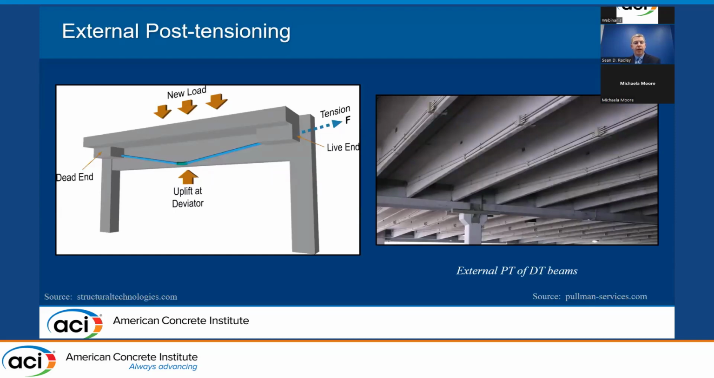The next method is external post-tensioning. As shown in the image on the left, this method involves mounting post-tensioning tendons on the exterior surface of an existing concrete member, anchored at various locations, consisting of the dead end, intermittent locations along the length of the member, and then the live end. And from the live end, the supplemental post-tensioning tendons are pulled or tensioned and stressed in order to offset internal stresses due to existing or future surface loads. You can see in the photo on the right an example of external post-tensioning of double T-beams.